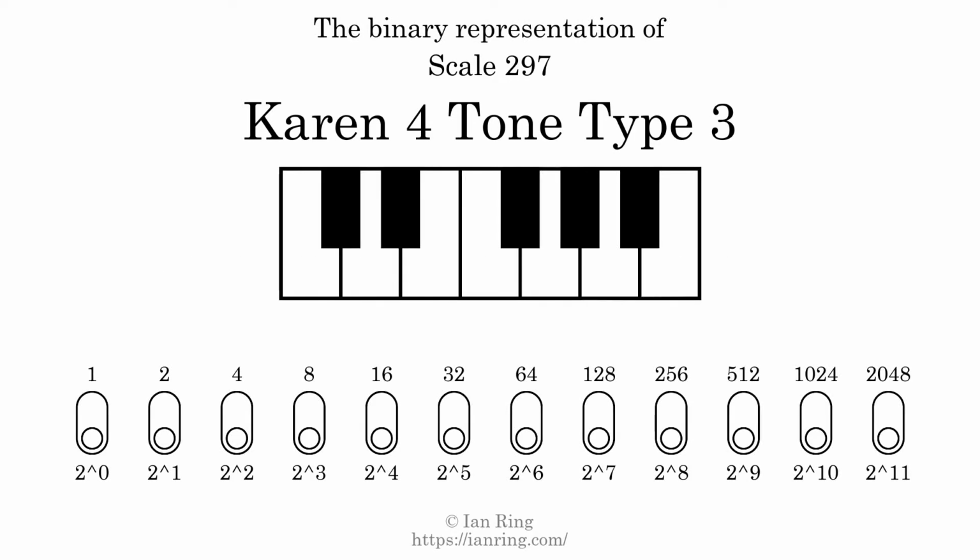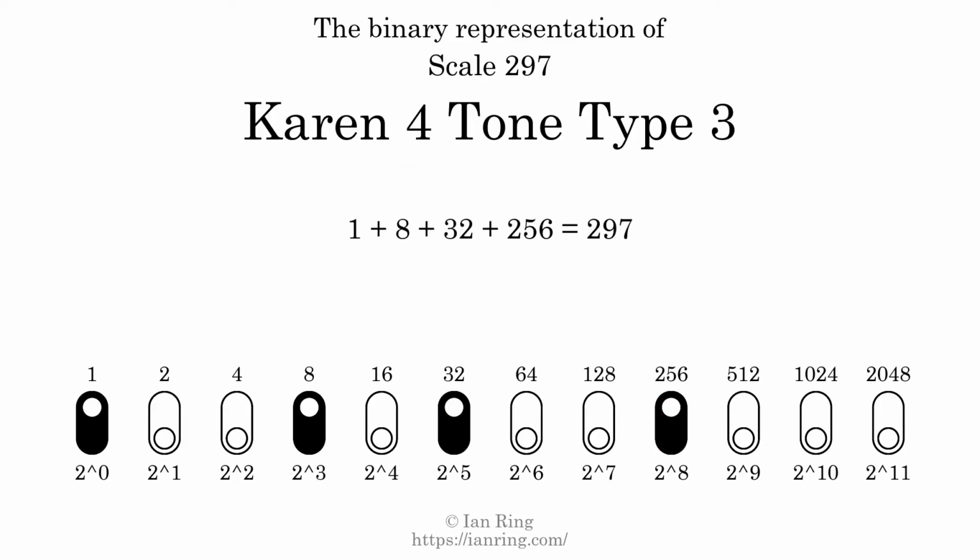The binary representation of this scale is determined by mapping tones of the scale to binary digits. Each binary digit represents a power of 2. To get the scale number, we add the powers of 2 together. The powers of 2 that are present in the scale, all added together, equals 297. That is why the scale number, in decimal, is 297.